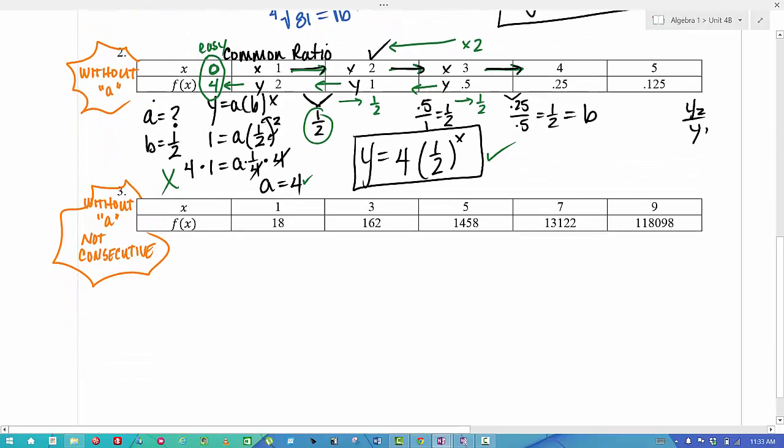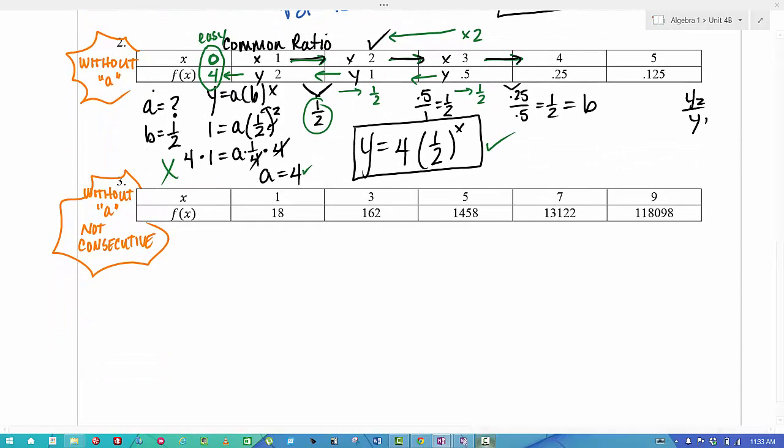So let's go down here to when the values are not consecutive. With non-consecutive numbers, we could try to find the common ratio, but we will have to adjust it, because this should go from 1 to 2 and then from 2 to 3. So there's a multiplication that we would miss if we did the common ratio this way. So we'll take 162 and divide it by 18. We're going to get the common ratio, but it's inflated. It's a multiplication larger than it should be, because there should be another multiplication in there.